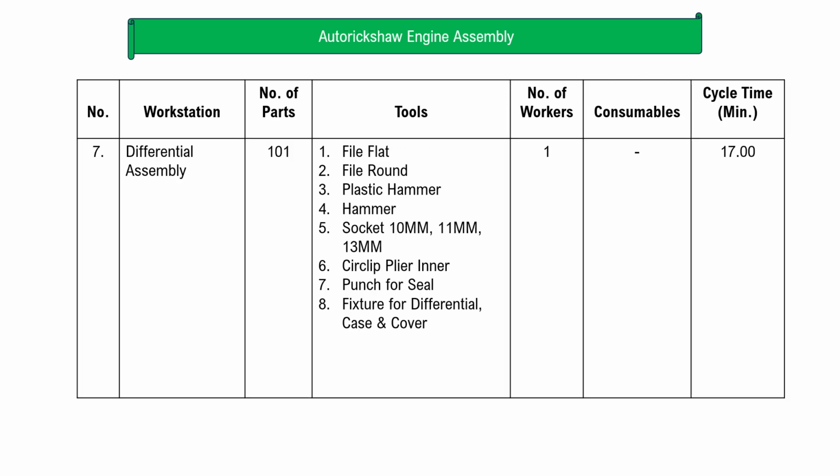Workstation number 7. At this workstation, differential assembly is to be mounted. Number of parts are 101. Tools required are files of 2 different types, flat and round, hammers, sockets, circlip plier inner, punch, and special fixture for differential case and cover. Number of workers is 1, and the estimated cycle time is 17 minutes.